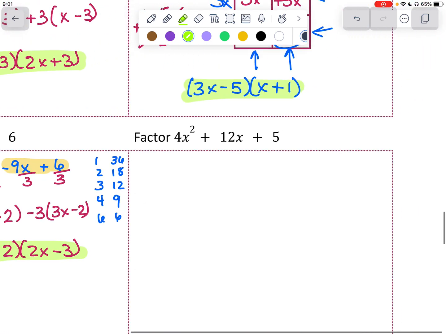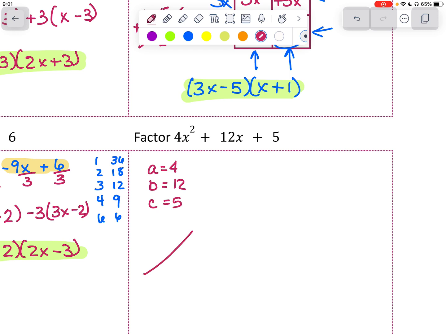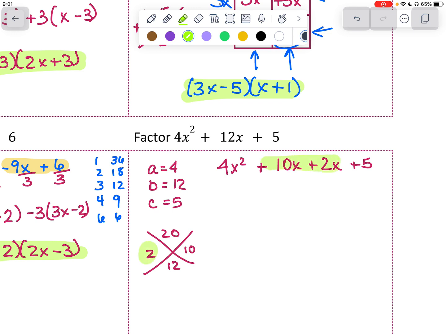And last one, a is 4, b is 12, and c is 5. Two numbers that multiply to give me 20, that add to give me 12. It's going to be 2 and 10. And I'm going to bust up the 12x to be 10x plus 2x. And again, these two that I use come from that magic pair right there.